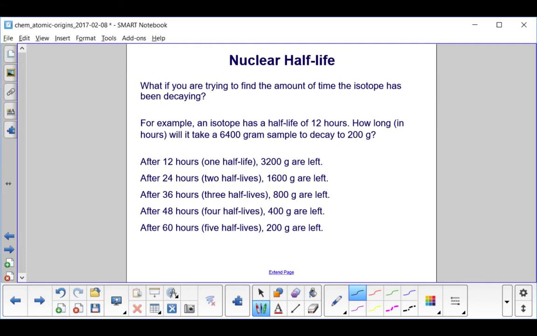So you can see here, we can just divide in half from 6,400 to 3,200, to 1,600, to 800, to 400, to 200. And we can see that that's 1, 2, 3, 4, 5 half-lives. If each half-life is 12 hours, that is a total of 60 hours. So the answer to the question here is that it would take 60 hours for a 6,400 gram sample to decay to 200 grams.